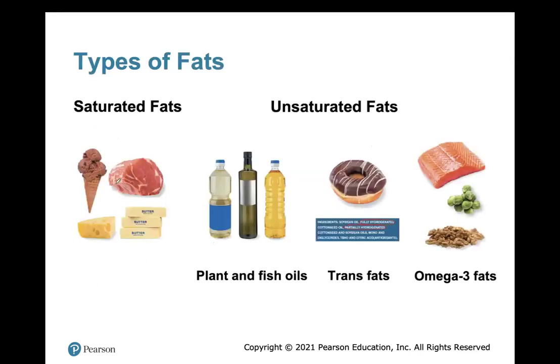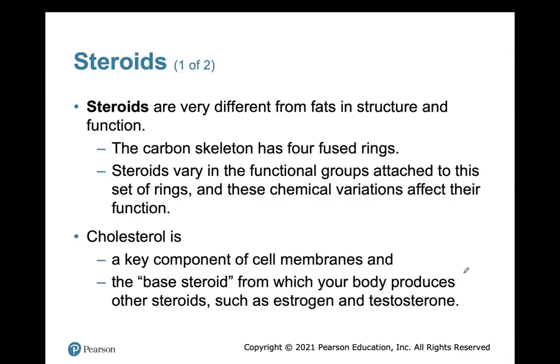All right. So we have saturated fats and unsaturated fats. We see trans fats and omega-3 fats. Steroids then are very different from fats in structure and function because the carbon skeleton has 4 fused rings. Steroids can vary in the functional groups attached to this set of rings, and these chemical variations affect their function.